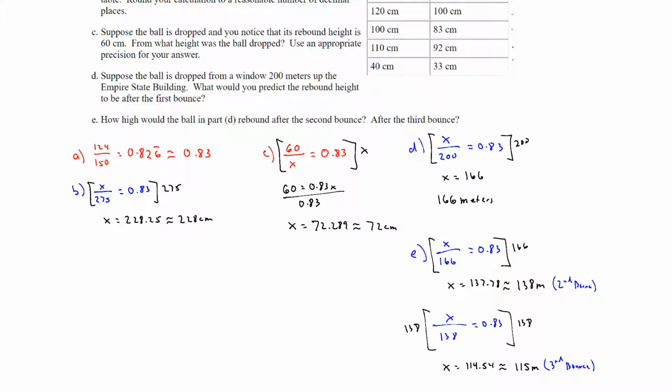And so I think we've answered all the questions. Once again, how high would the ball in Part D rebound after the second bounce? We got 138 meters. And then after the third bounce, I got 115 meters.